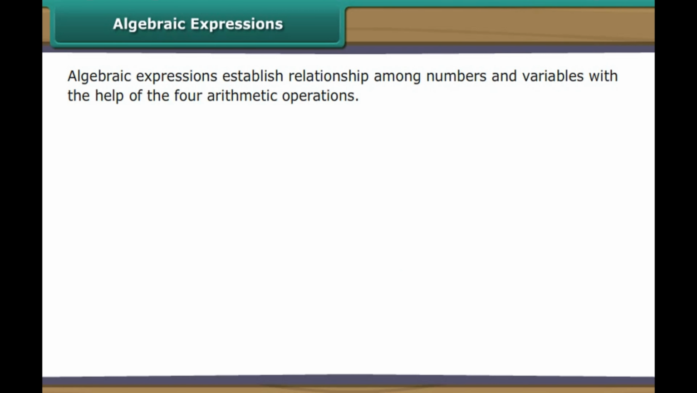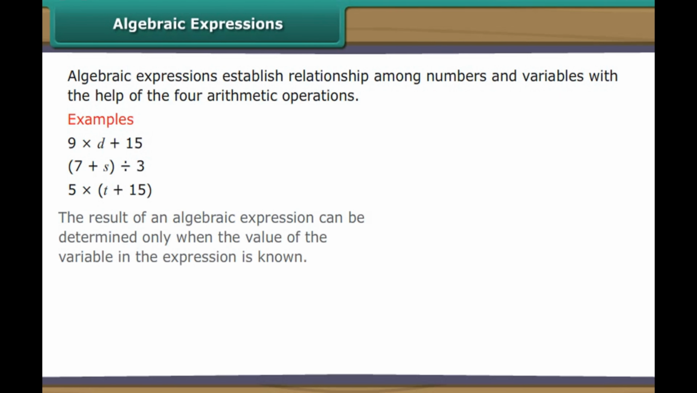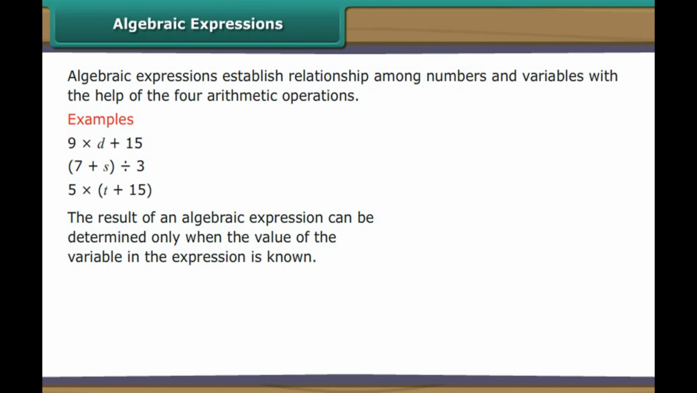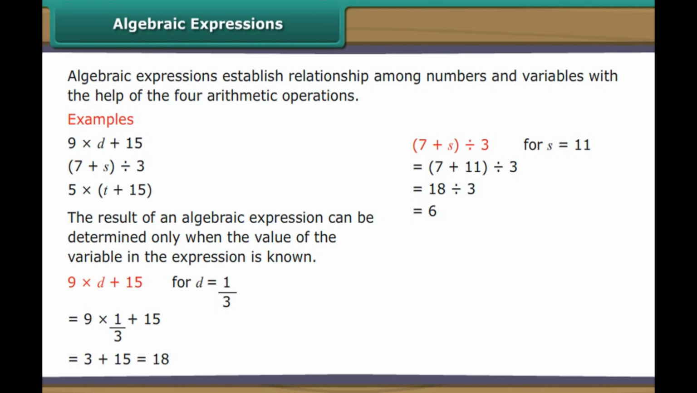Algebraic expressions establish relationship among numbers and variables with the help of the four arithmetic operations. Here are some algebraic expressions. The result of an algebraic expression can be determined only when the value of the variable in the expression is known. Let us solve each of these algebraic expressions for specific values of the variables.